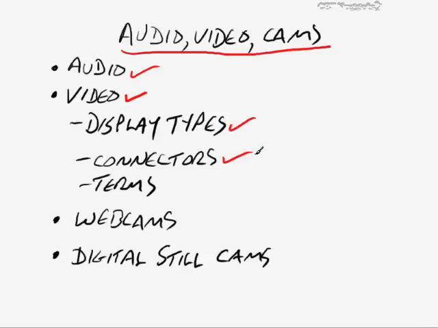We take a look at video, such as the display types that are available. We look at the various types of connectors that can be used to connect a monitor, and we'll listen to some of the terms that you might also use, such as weird ones like degaussing. We'll look at webcams as well and check out their basic operation. And then we'll finally conclude with digital still cameras, which are increasingly growing in popularity.